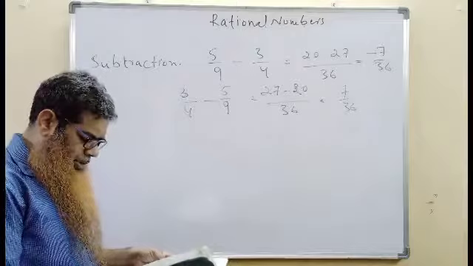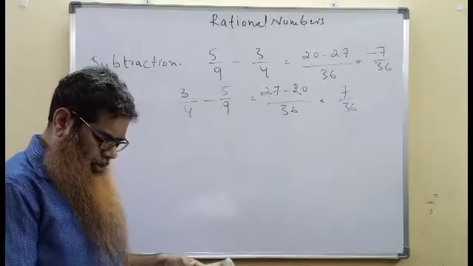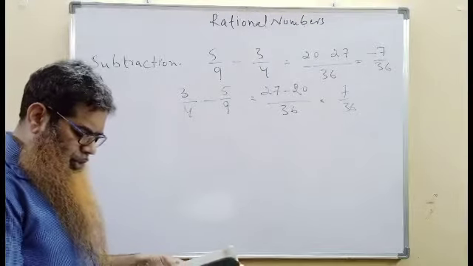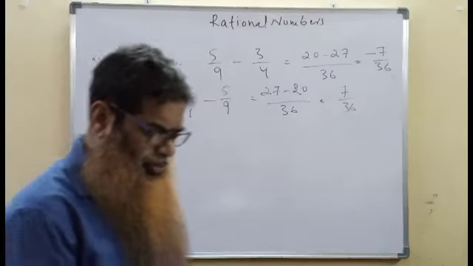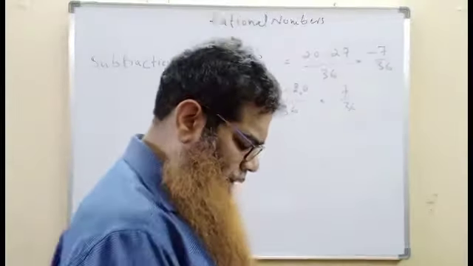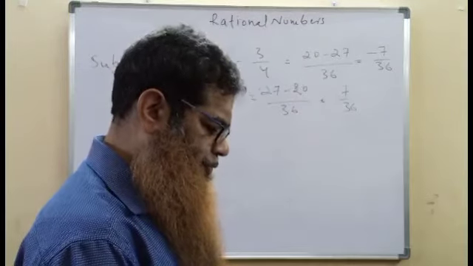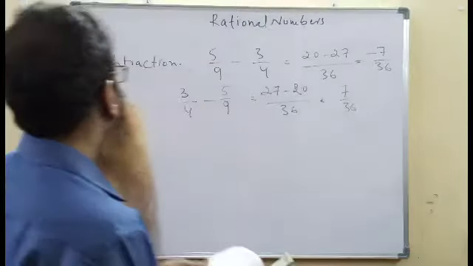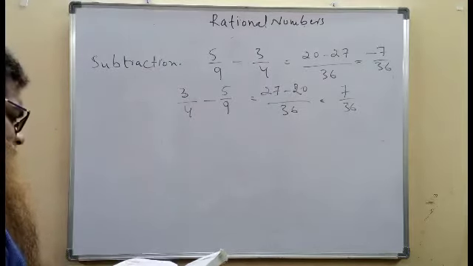A minus B is a rational number for any two rational numbers A and B. That is, for all A, B belonging to Q, rational numbers, A minus B also belongs to rational numbers. So, the rational numbers are closed under subtraction.